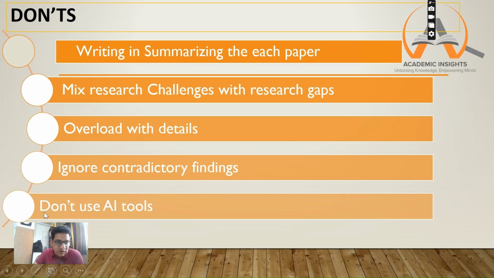One more aspect: we should be careful with the AI tools which are very popular nowadays. We need to use these tools very carefully so that we do not fall into plagiarism. So we should try to avoid using these AI tools directly. So these are the tips you need to take care of, the do's and don'ts for conducting a better literature survey.